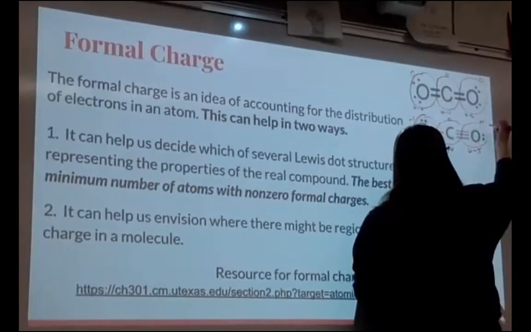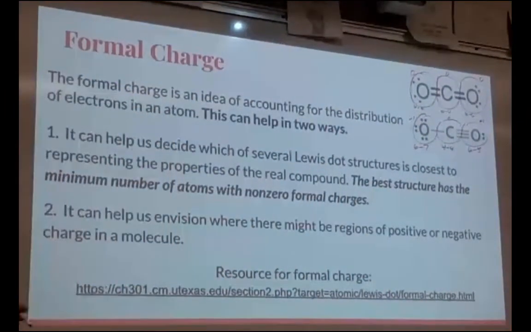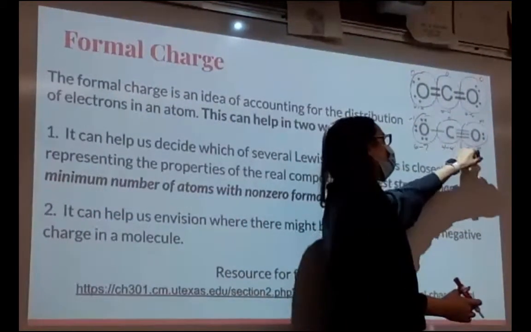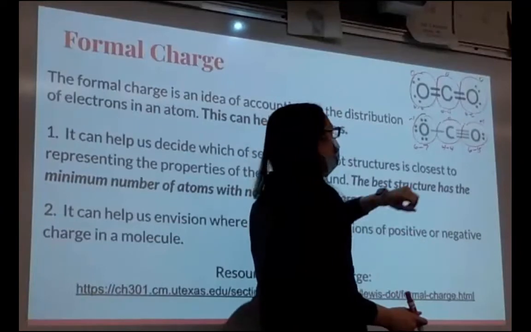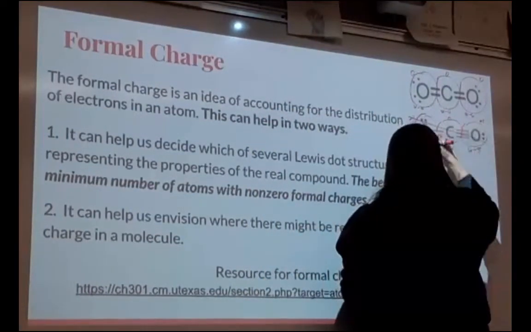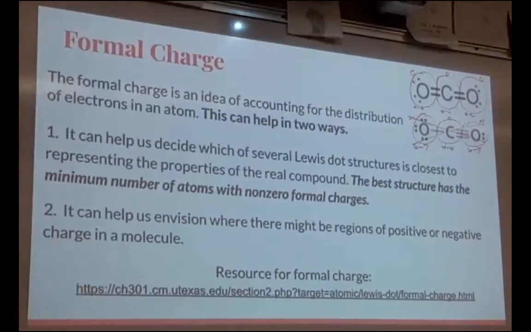This oxygen has a formal charge of +1. So notice when we compare the two, this bottom structure, 2 of the atoms have a formal charge. This one up here, they're all 0. So we don't ever see carbon dioxide with a triple bond and a single bond. We only ever see it with 2 double bonds.